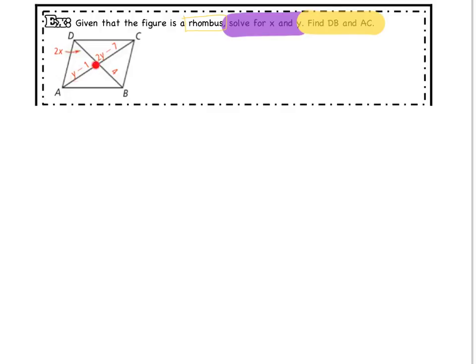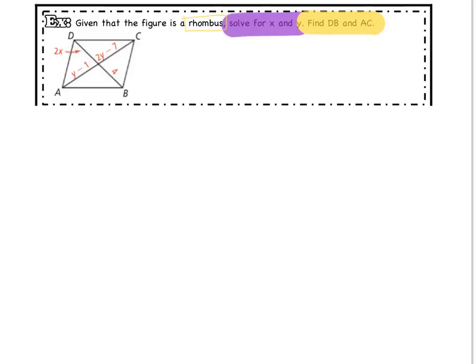And then what info is given? When I look at this, I see that they're giving me something about the diagonals. So what do I know about the diagonals of a rhombus? Well, I know that the diagonals bisect each other. I also know that the diagonals are perpendicular and that they bisect opposite angles. When I think about those three things, there's nothing about angle measures, so I'm not going to deal with anything in the right angle.